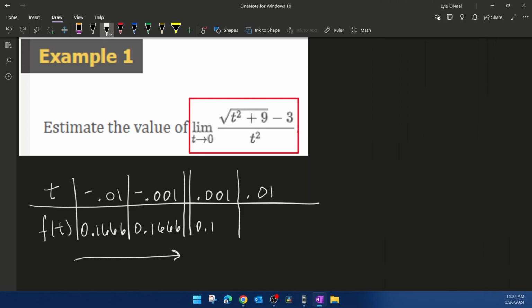0.1666, it appears to be repeating. So I have a pretty good idea that this one is going to be symmetric, approaching from the right. We can see that the limit is going to be 0.16 repeating.